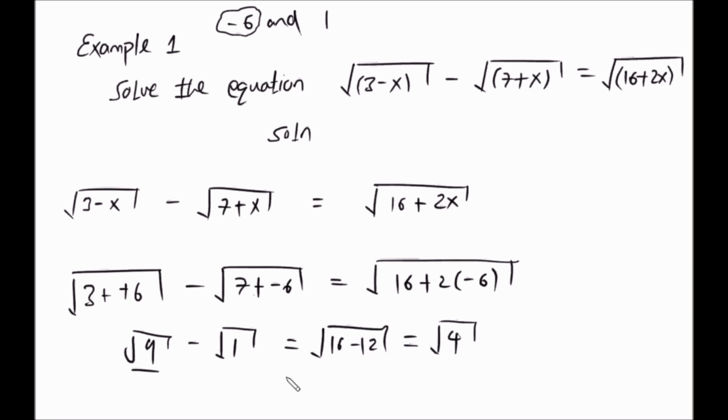So the square root of 9 is 3 minus the square root of 1 is 1, and then the square root of 4 is what? 2. 3 minus 1 is 2. 2 is equal to 2. True. Umeona negative 6 imefanyaje? Imekubali. Sasa to test nini? 1. Tuone na yenyewe kama itakubali.